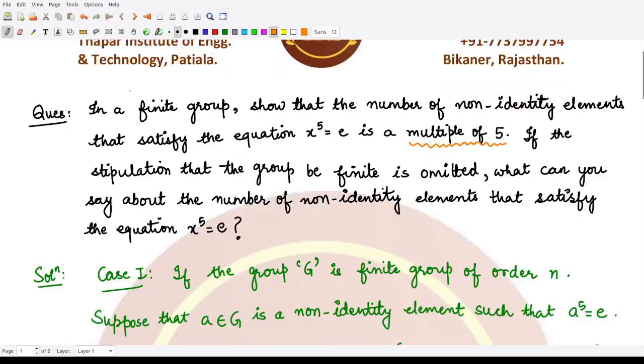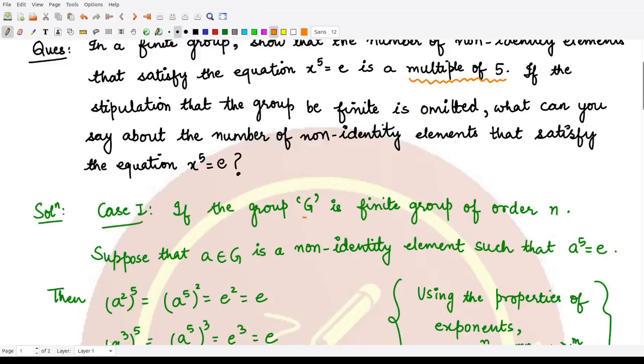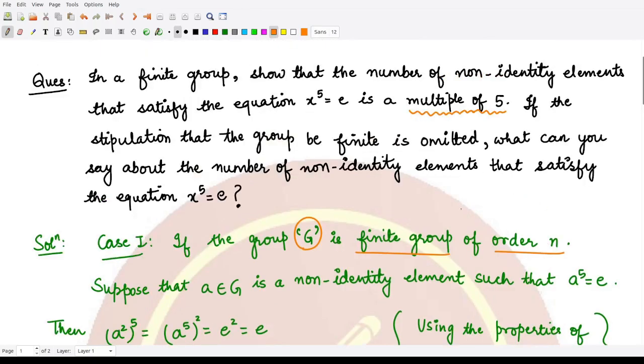So first of all, suppose G is a finite group, so it would have n elements within it and its order is n. Now let us suppose a is some element which is a member of G such that it is not equal to identity, and moreover it satisfies the condition that a raised to power 5 is identity. Now we need to show what all other members of this kind would be there which satisfy this property, and they must not be an identity element.